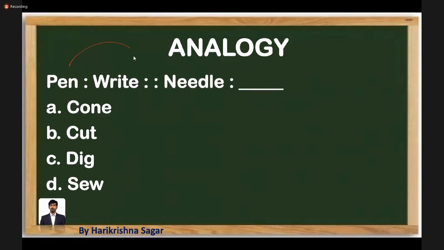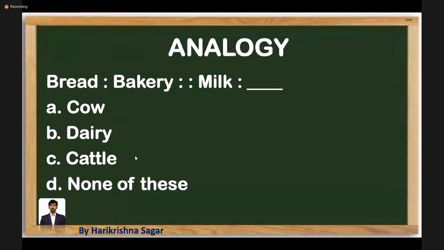Pen is used to write. Needle is used to sew. Mark it as option C. Look at the next question. Bread, bakery. Milk is what? Bread you can find in bakery. Milk you can find in dairy. Mark your answer as option B.